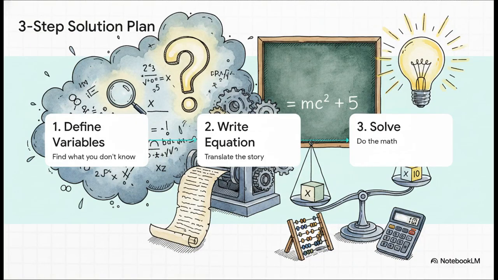And to crack it, we have a super simple 3-step plan that works every time. Step 1, figure out what you don't know, that's your variable. Step 2, translate the story into an equation using our pattern. And step 3, just do the math.